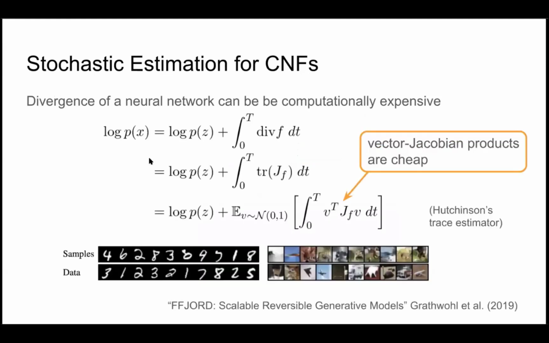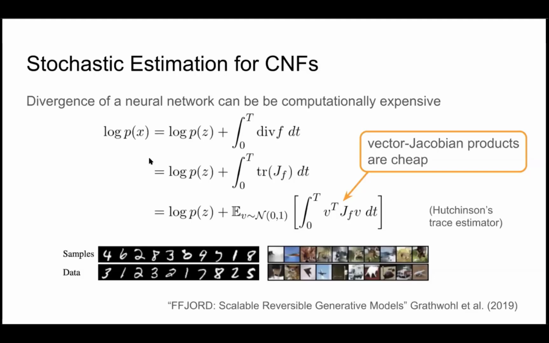So in the follow-up work by Grathwohl et al., we proposed using Hutchinson's trace estimator to stochastically estimate this integral over the divergence. The key insight here was that this trace estimator only requires vector-Jacobian products, which are easily computable in automatic differentiation frameworks. It's typically implemented in most deep learning libraries. So this helped us scale continuous normalizing flows to actually high dimensions, as I mentioned, to small images like MNIST and CIFAR10.